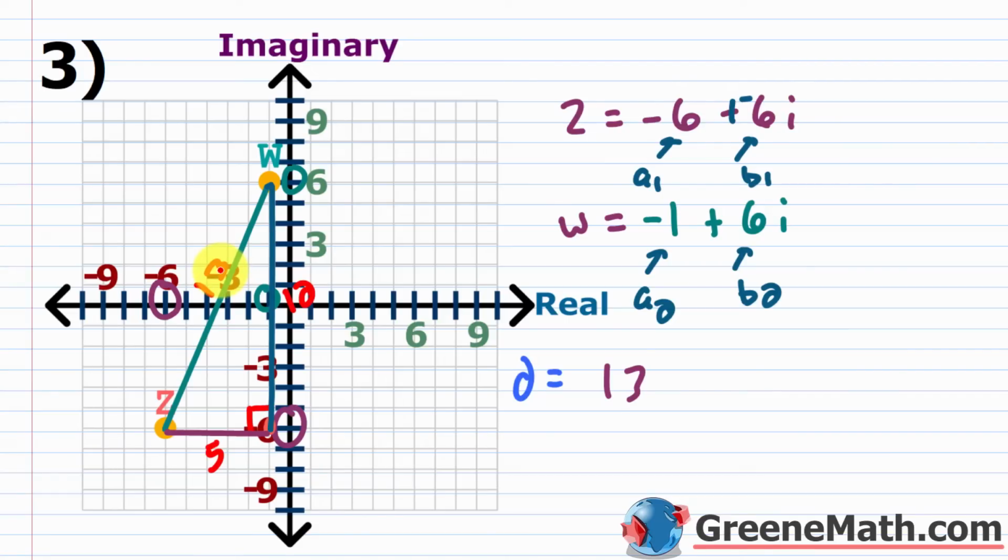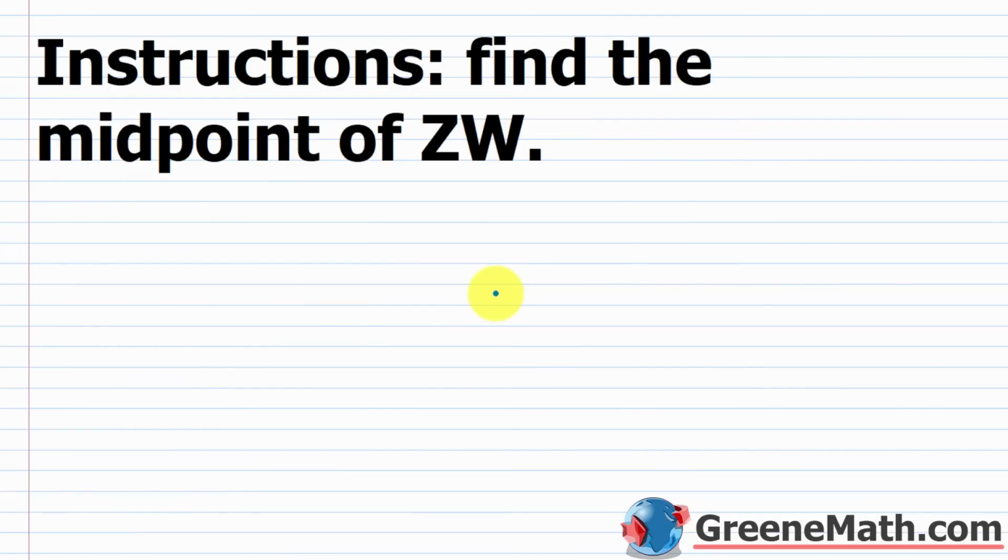Sometimes you can recognize that stuff right away and just answer without doing any labeling. So always take advantage of that if you can. It speeds up the process. All right, for the next few problems, the instructions are going to change. Now we want to find the midpoint of this line segment ZW.